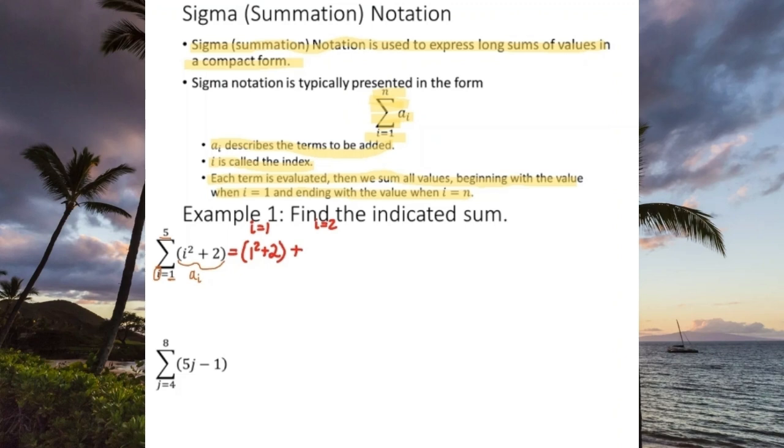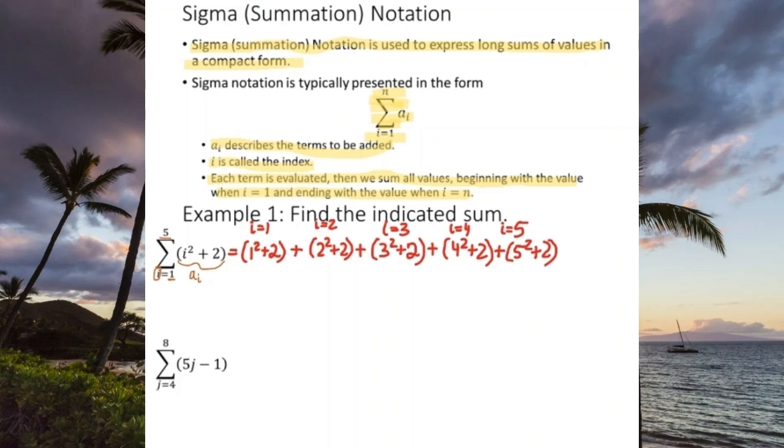Then we'll add the result for when we plug i equals 2 into our a sub i formula, and we get that the second term is 2 squared plus 2. And we're going to continue this for i equals 3, i equals 4, and because our upper bound in the sigma notation is 5, we stop at i equals 5. And when we plug in i equals 3, 4, and 5, we get that the third, fourth, and fifth terms are 3 squared plus 2, 4 squared plus 2, and 5 squared plus 2.